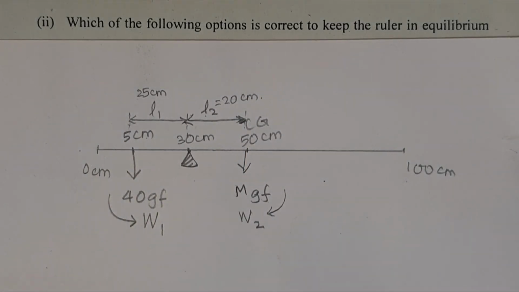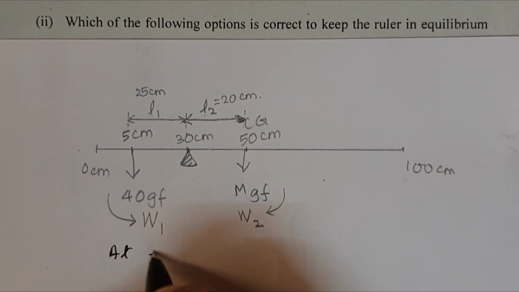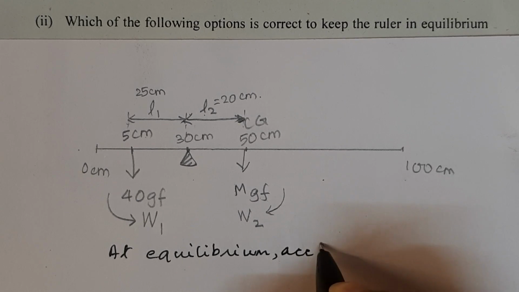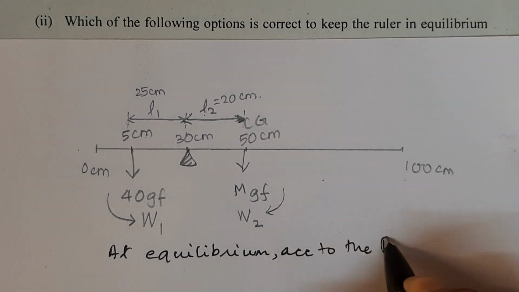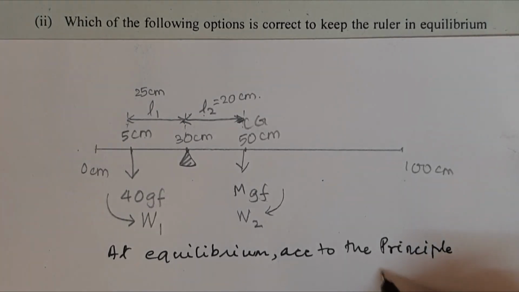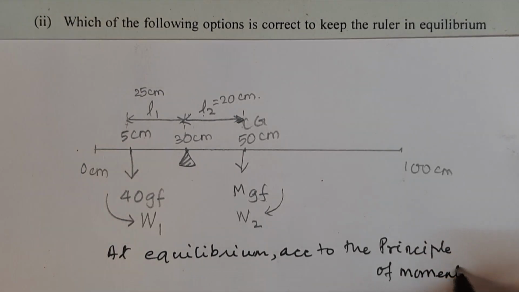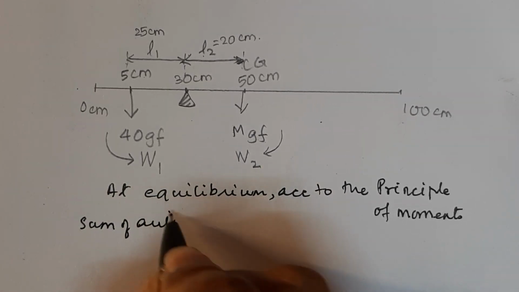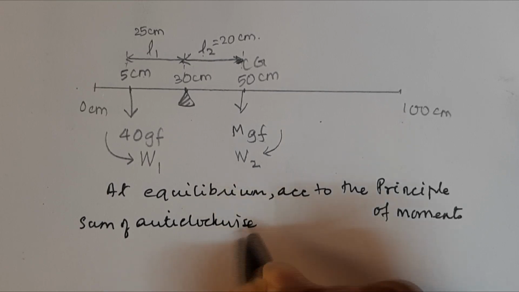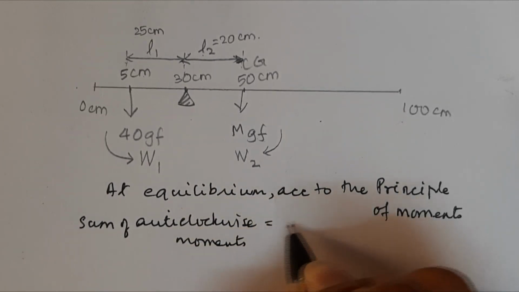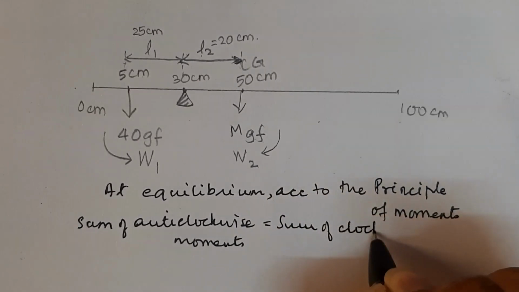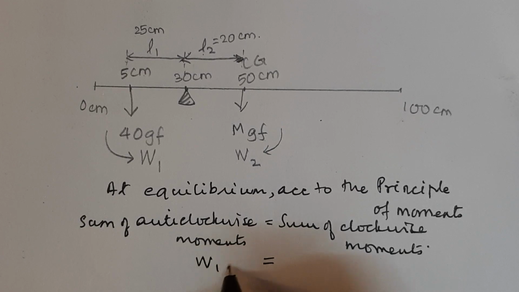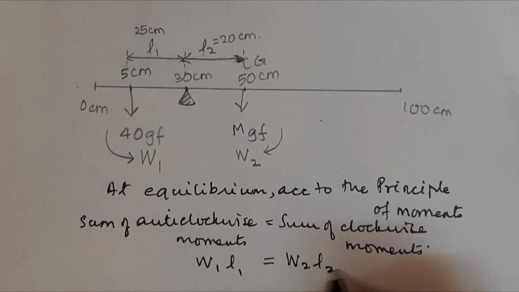And so we are going to write, at equilibrium, according to the principle of moments, sum of anticlockwise moments is equal to sum of clockwise moments. And so we will have W1 L1 equal to W2 L2.